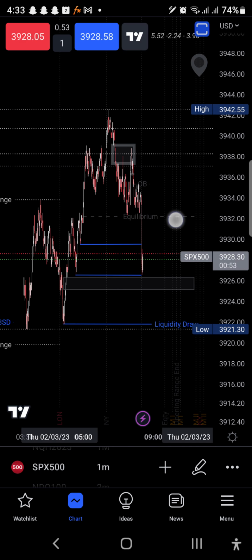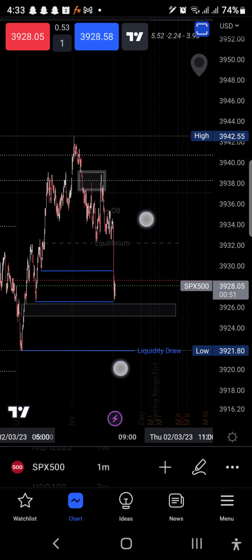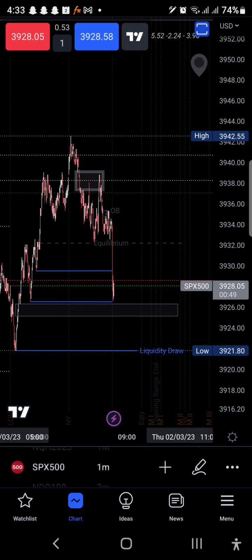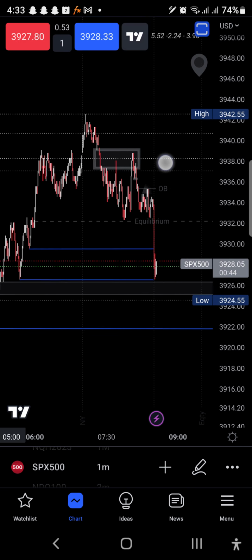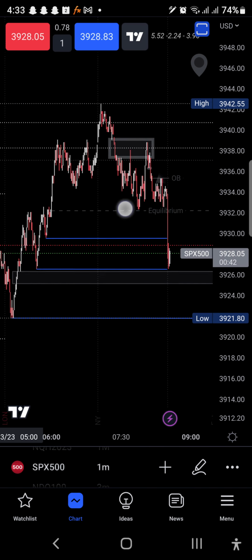So now, tape reading. This is going exactly as expected. This is the 2022 perfect model. This is exactly what I see all the smart money concepts guys do. Now I can do it too.